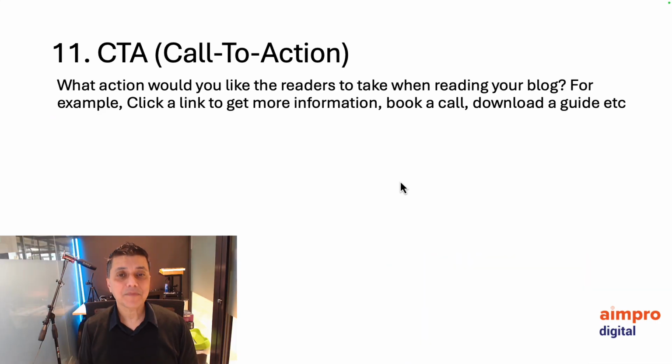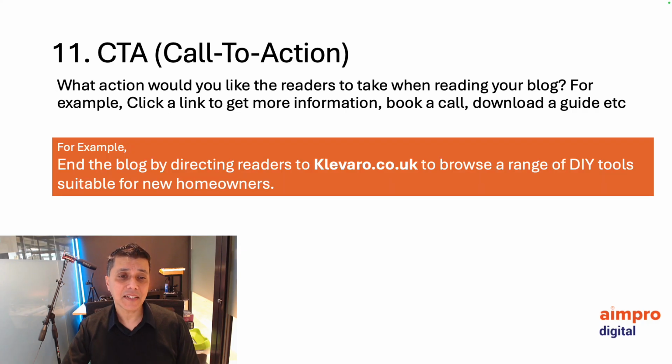The 11th point is the call to action. What is it that you want users to do when they've read your blog? Do you want them to click on a link to get more information? Do you want them to book a call, download a guide or something? So in this case, I'm saying end the blog by directing users to this website, clevaro.co.uk, to browse a range of DIY tools suitable for homeowners. So you're telling it what you want the readers to do once they've read your blog. A lot of people miss this out.